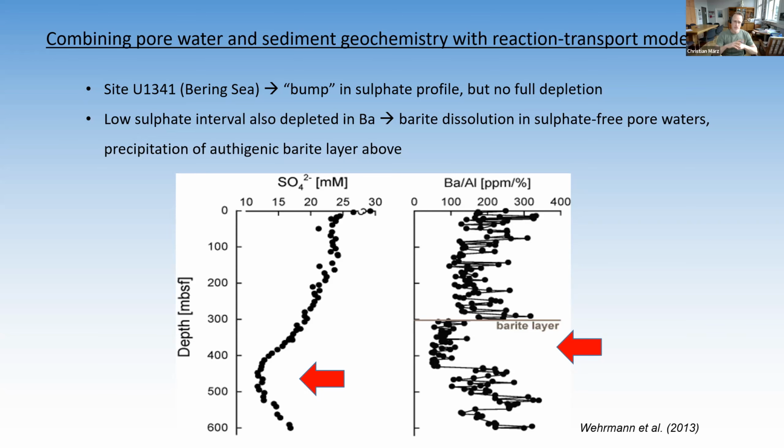And then this low sulfate interval also is depleted in barite. Well, actually, the barite is depleted a bit further up. So that already indicates you probably had barite dissolution at some point in sulfate-free pore waters. And you also have a really massive authigenic barite layer. The data shown here don't actually show the barite layer. That consisted really just of barite. You had that above this interval. So how can we explain this?